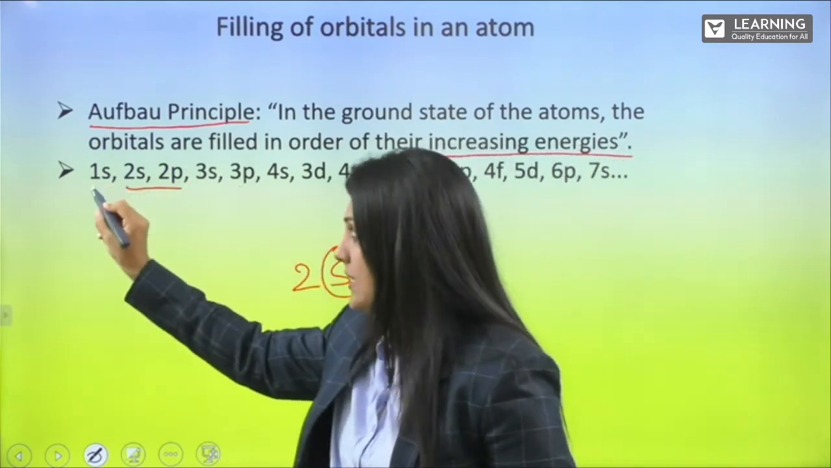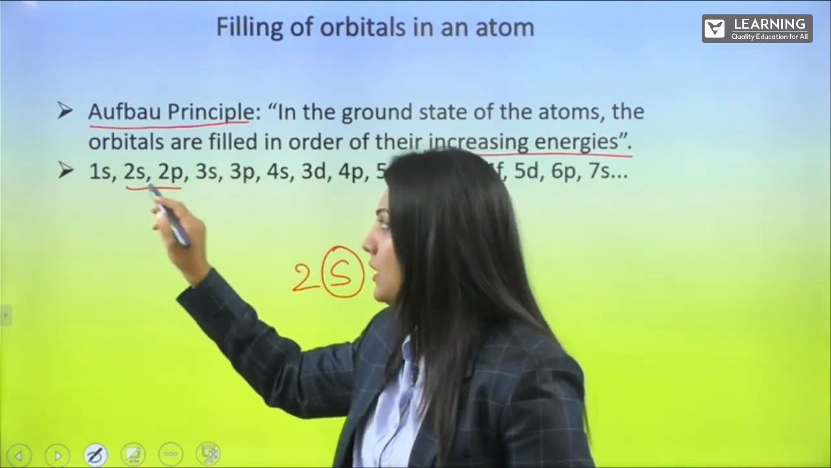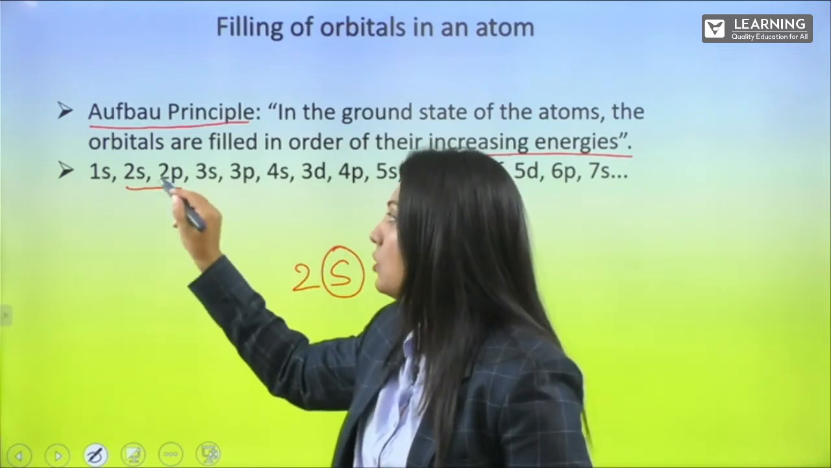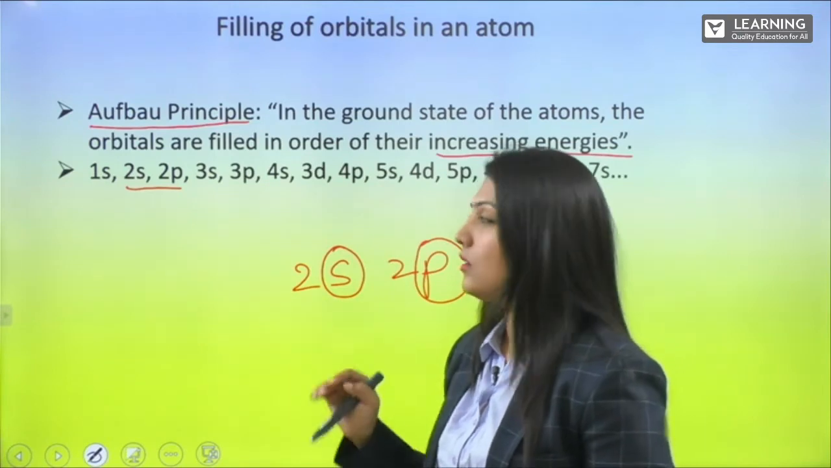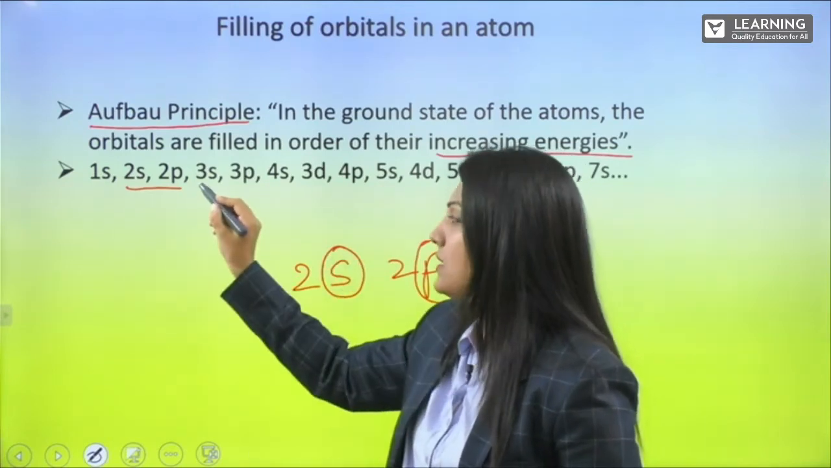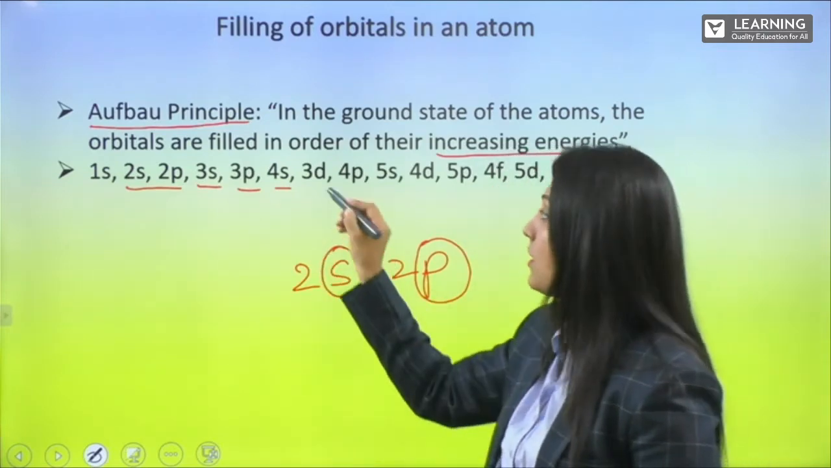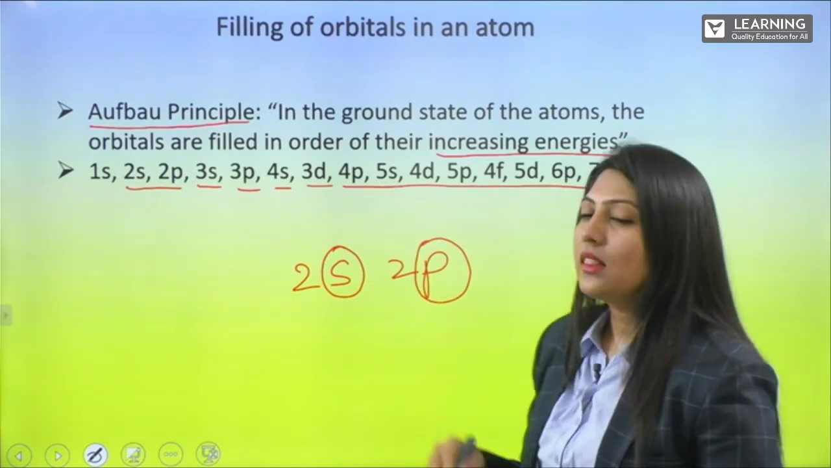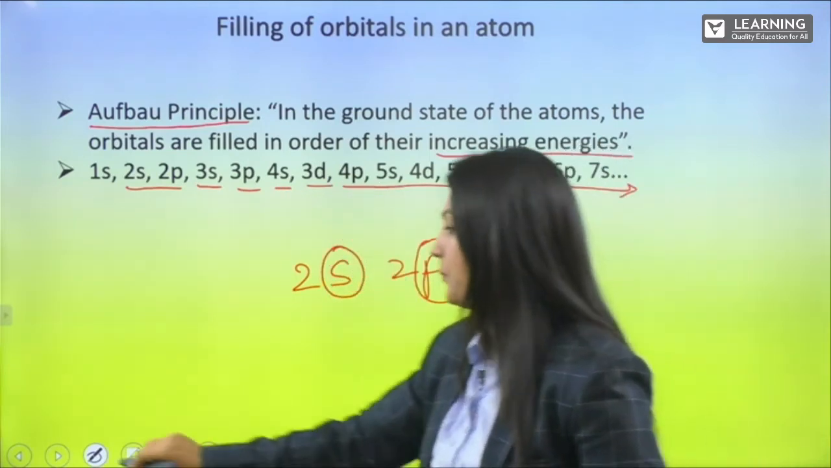So first 1s will be filled, the first orbital of the first orbit, and then 2s, the first orbital of the second orbit, and 2p, the second orbital of the second orbit. Likewise, 3s, 3p, and then 4s, 3d, and so on. Thus, 4s and 3d we will discuss later.